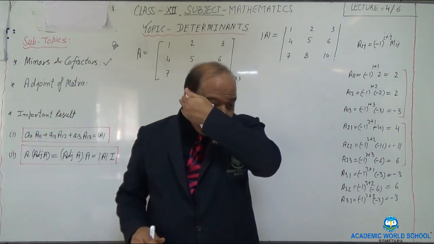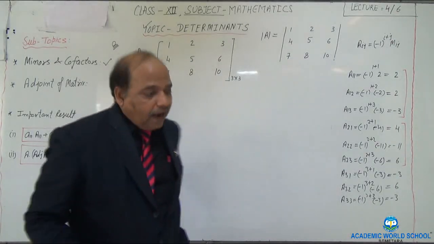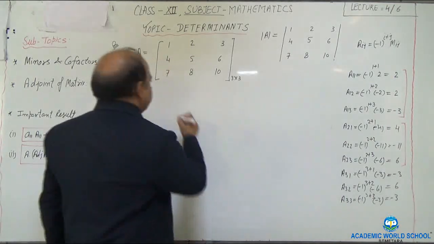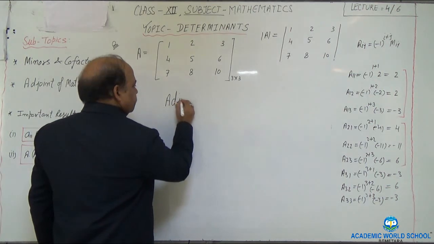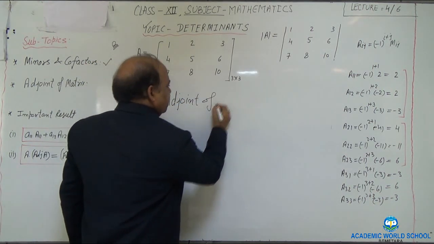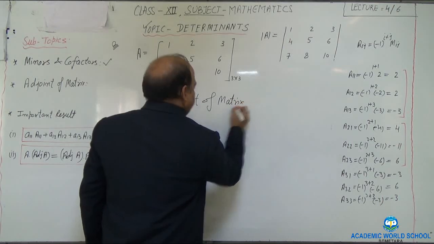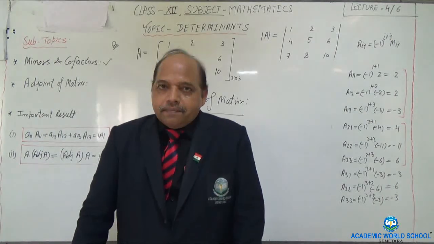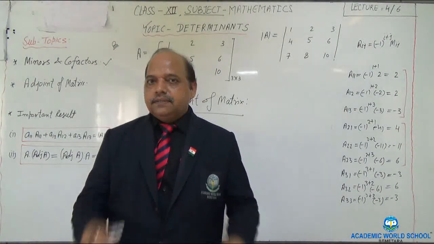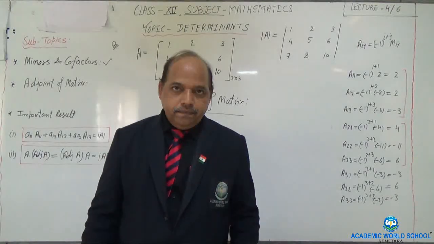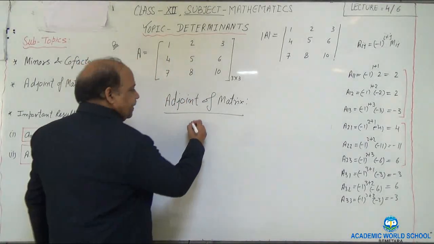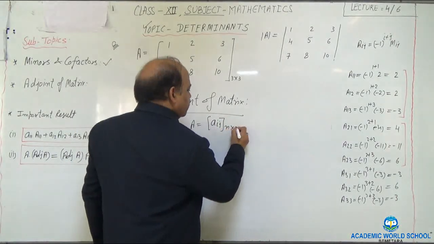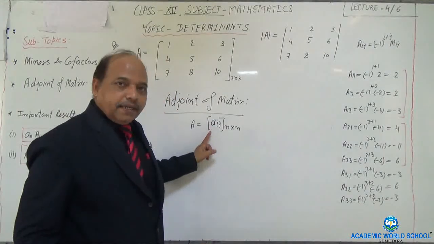Now, the next one is how to define the adjoint of a square matrix. Remember that adjoint is always calculated for a square matrix. And how it is calculated, its definition is very, very simple. Fine. Let's say you are given a matrix Aij of order n cross n. Understand? This is a square matrix.